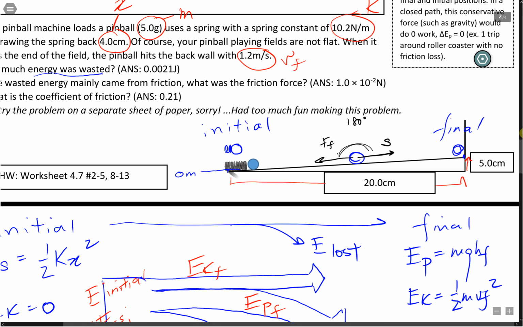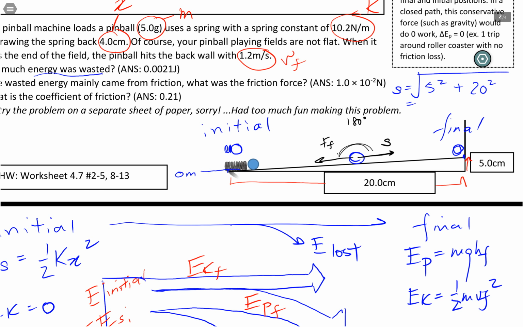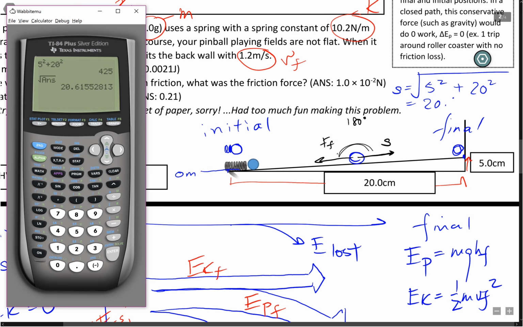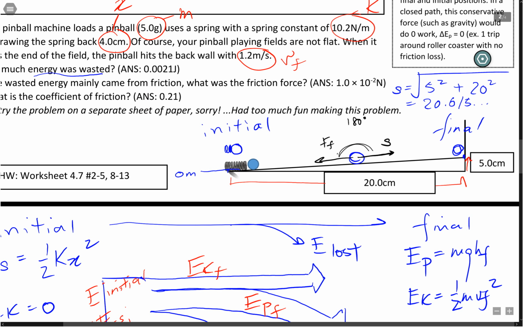Okay, let's write this up here. So my displacement using Pythagoras is the square root of one side, 5 centimeters, squared, plus 20 centimeters squared. Of course, my S is going to be in centimeters, which we need to convert later on. Let's do that. So I have 5 squared plus 20 squared. I take the square root of this to get 20.615, repeating, or whatever it is. This is in centimeters, or 0.20615 meters. Okay, that's what I need.